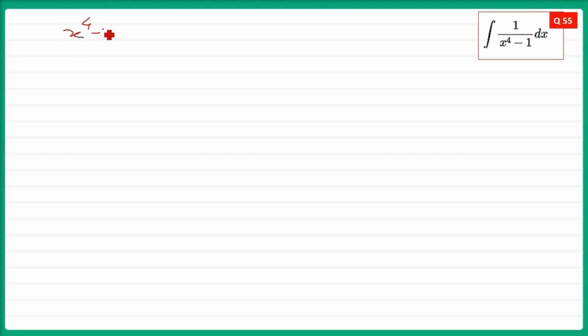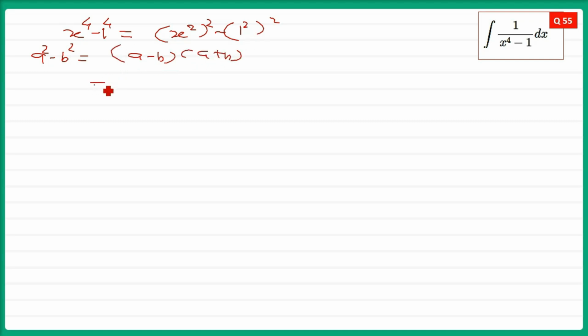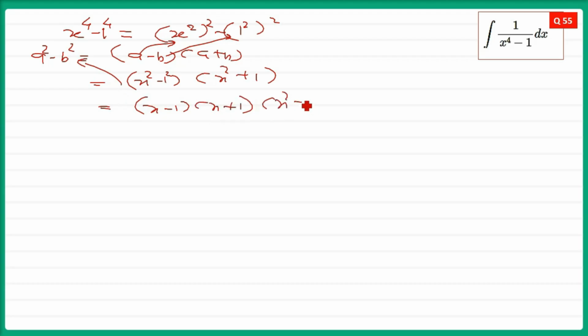But others who would like to understand this question, for completion's sake, let me tell you that x raised 4 minus 1 can be written as (x square) to the power square minus (1 square) to the power square. And a square minus b square is (a minus b) into (a plus b). A you will take as x square, b you will take as 1 square. So x square minus 1 and x square plus 1 come. Now this x square minus 1, that is x square minus 1 square, can be written as a minus b, a plus b. So (x minus 1) into (x plus 1). Then you have x square plus 1 here.